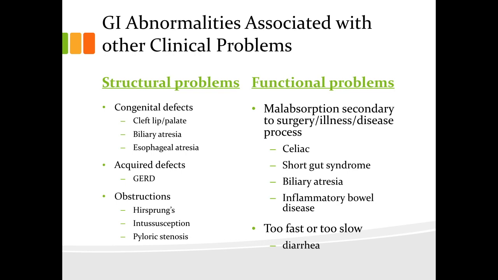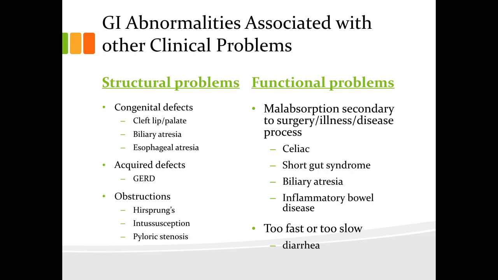Biliary atresia leads to the malabsorption because we don't have any liver function. Inflammatory bowel disease begins in late school age to early adolescence, so this is ulcerative colitis and Crohn's disease. And these are debilitating, both of them. Ulcerative colitis can lead to early development of colon cancer, and Crohn's disease has remissions and exacerbations, and it affects the GI tract from the lips all the way to the anus.